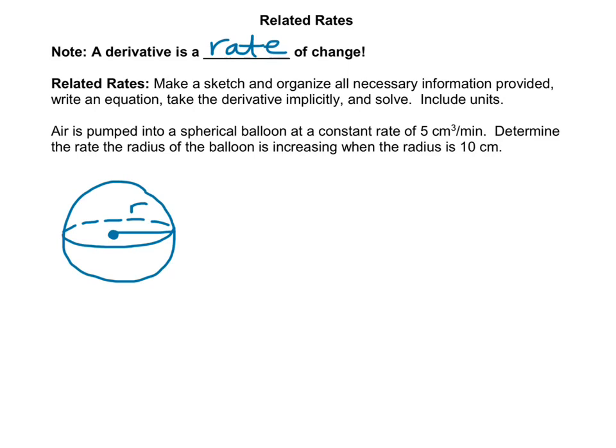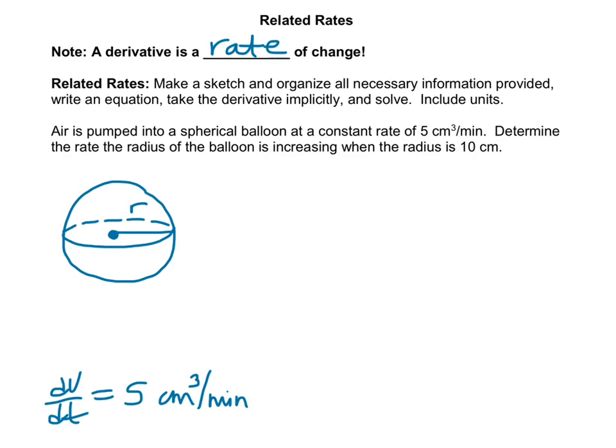So we sketched a sphere in this example to label any unknown information. This example is about air being pumped into a spherical balloon, and the only dimension we need to label is the radius. And the rate at which that is changing is 5 cubic centimeters per minute. And we're going to interpret that as the rate at which the volume is changing. And I'm going to make note of that given information as well. We have dV/dt equals 5 cubic centimeters per minute. That's the rate at which the volume of the air being pumped into the sphere is changing.